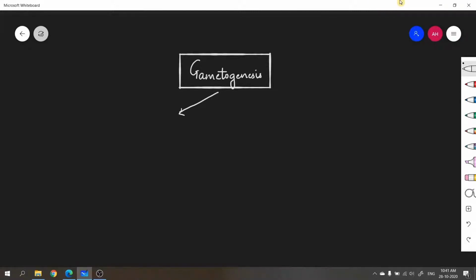So one is spermatogenesis, which occurs in the males, whereas the other one is the oogenesis, which occurs in the females. So spermatogenesis is the process of formation of sperms, and oogenesis is the process of formation of ova or the egg. So spermatogenesis occurs where? It occurs in the testes. That's right. And oogenesis occurs in the ovary.